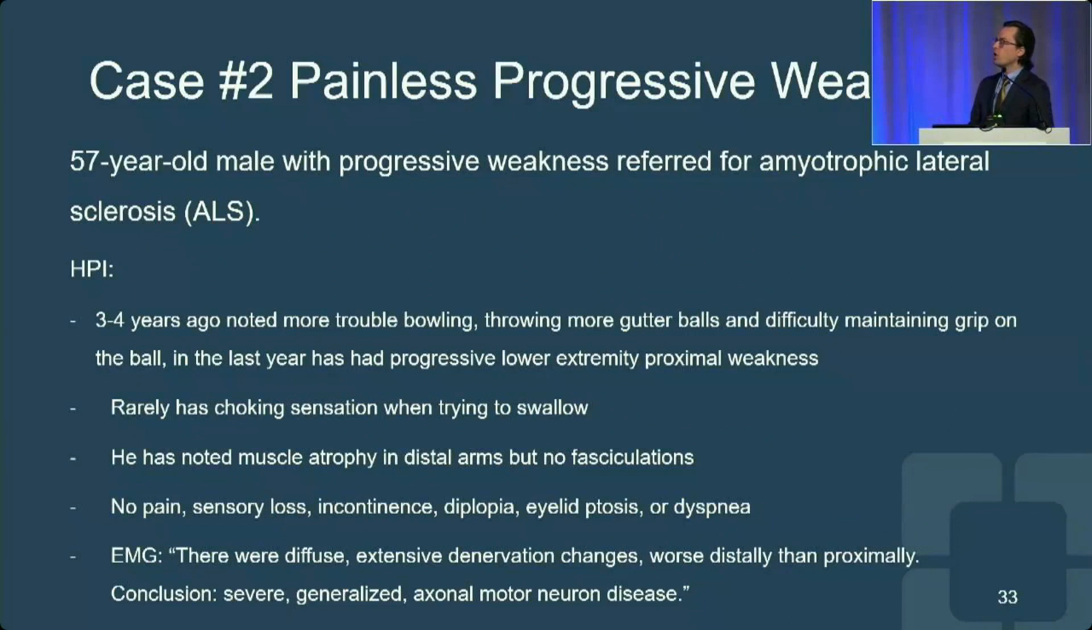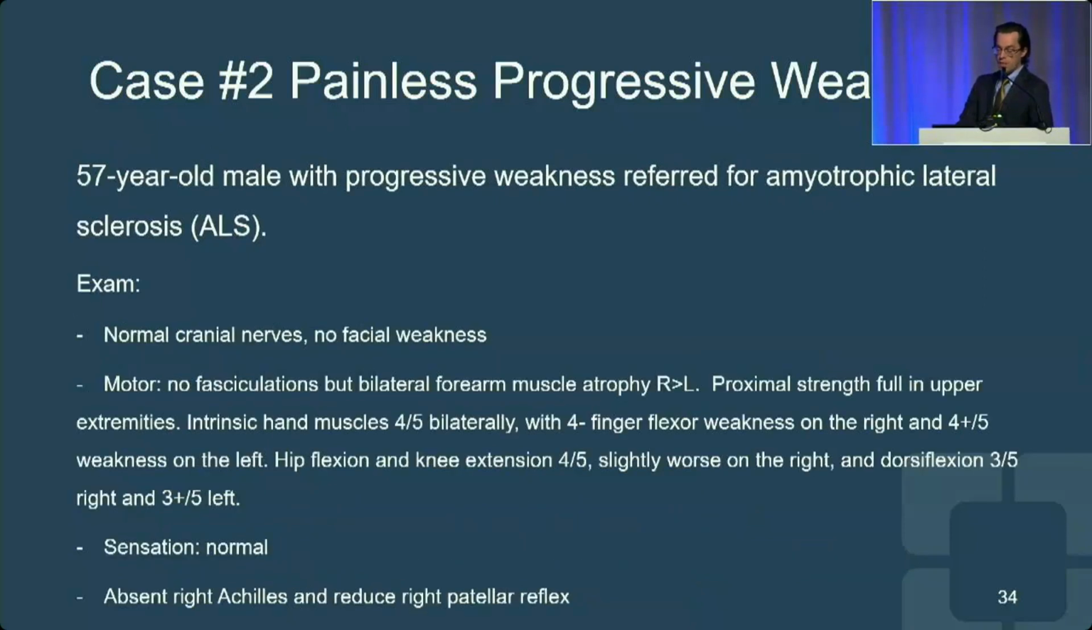And I think what really led to his diagnosis was an EMG that he had that was interpreted as diffuse extensive denervation changes, worse distally than proximally, consistent with a severe generalized axonal motor neuron disease. In terms of his exam, he had normal cranial nerves, no fasciculations in the arm, but he did have some atrophy in both arms. His proximal strength was full in the upper extremities, but he did have some intrinsic hand muscle weakness and especially finger flexion weakness. And he did also have some asymmetric quadricep weakness as well.